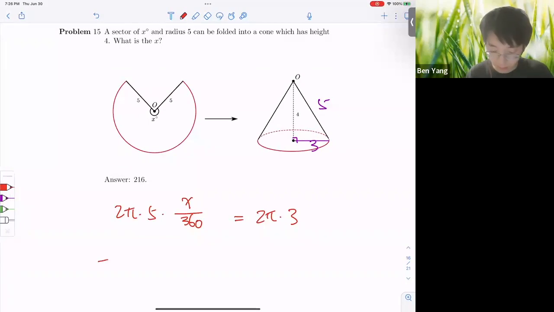Cool. So now we can find the value of x. So x equals 3 times 360 over 5. And yeah, that's 216.